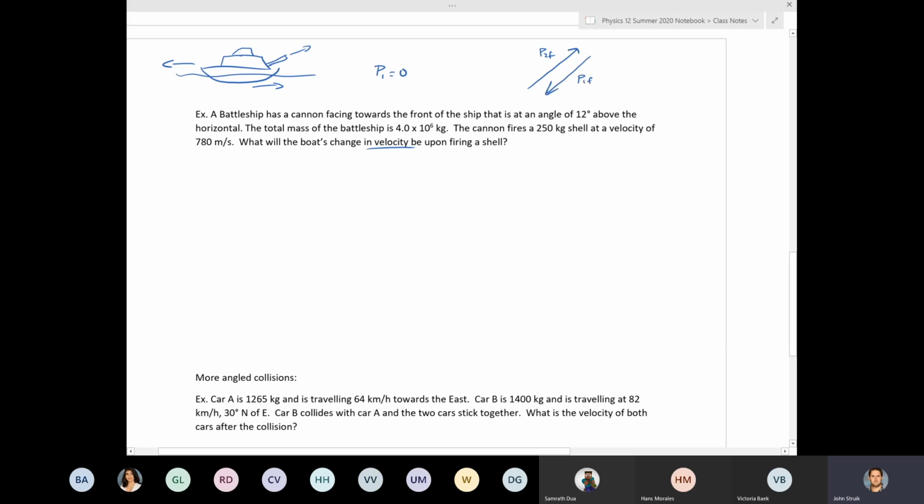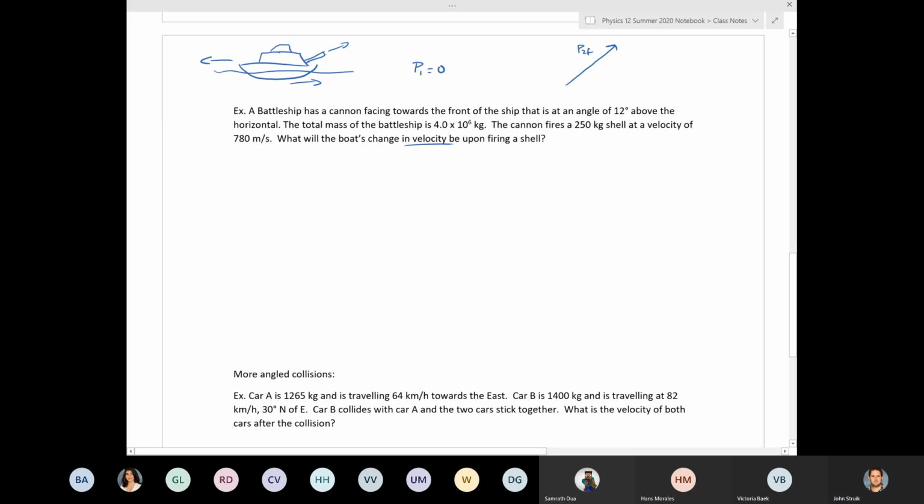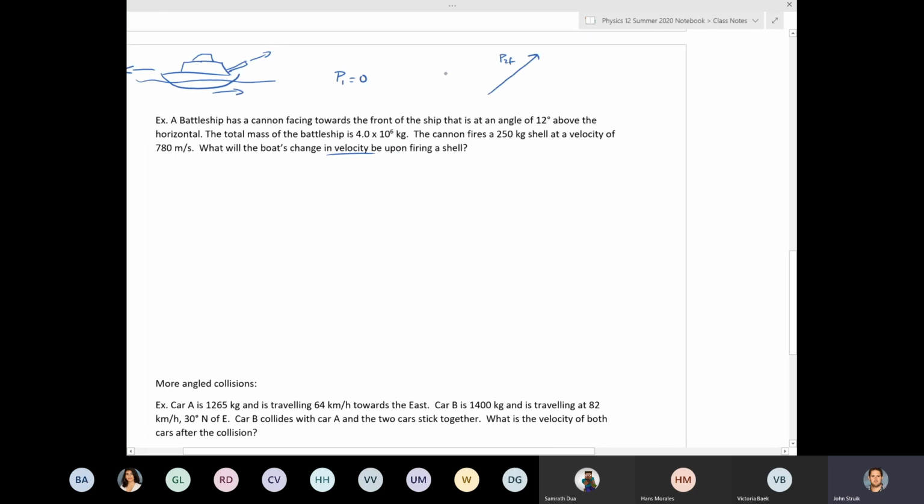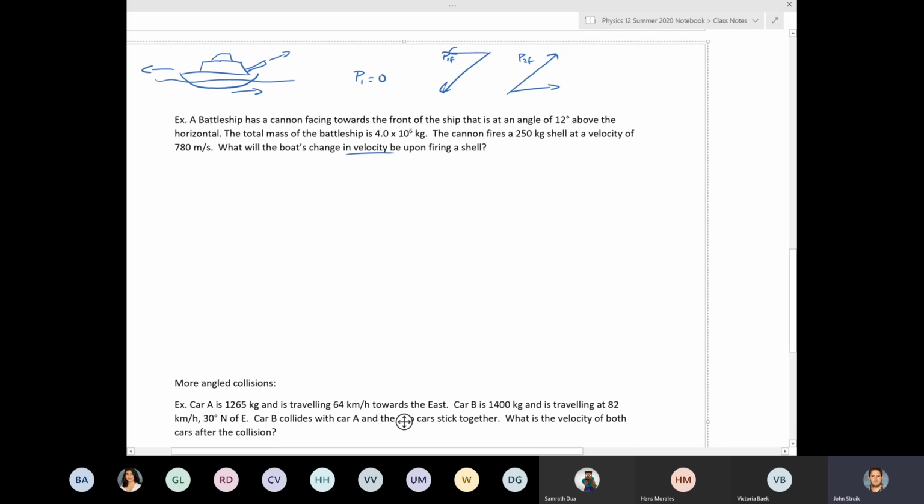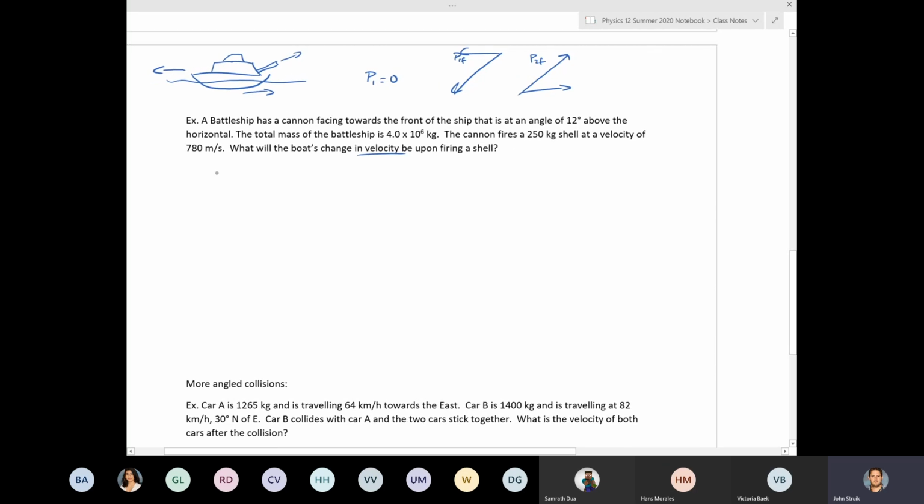But all I care about is, let's draw it this way. P1F is this way. All I care about is this and this. Okay, so instead of dealing with my momentum as angles, I'm going to say P1 initial x is equal to P1 final x plus P2 final x. And I'm defining P2F as the shell and P1F as the boat.